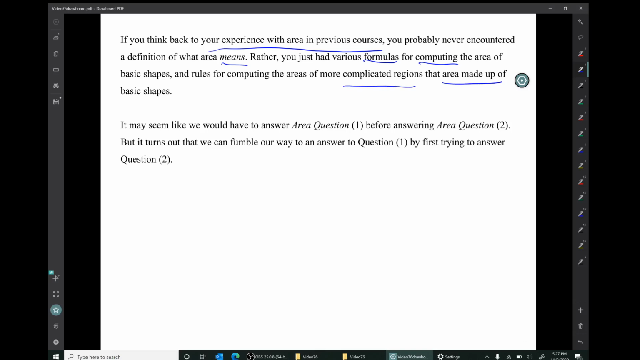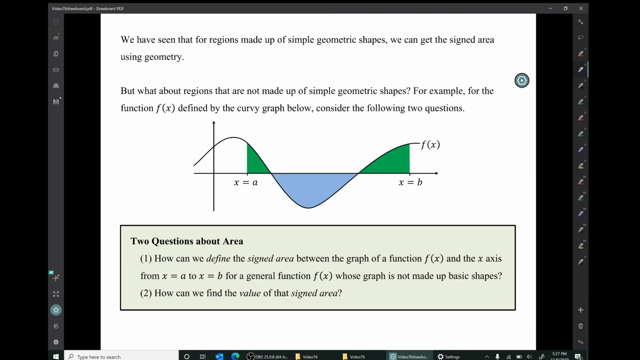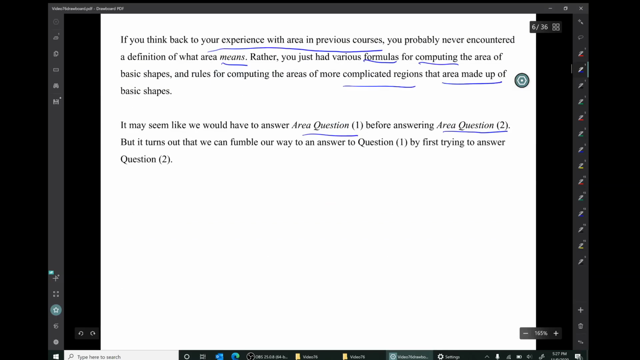It may seem like we would have to answer area question number 1 before answering area question number 2. That is, it seems like we would have to have a definition of what we mean by signed area before we could have any idea of how to compute its value. But it turns out that we can fumble our way to an answer to question 1 by first trying to answer question 2.